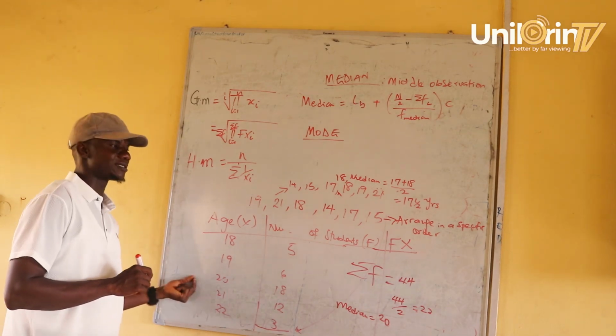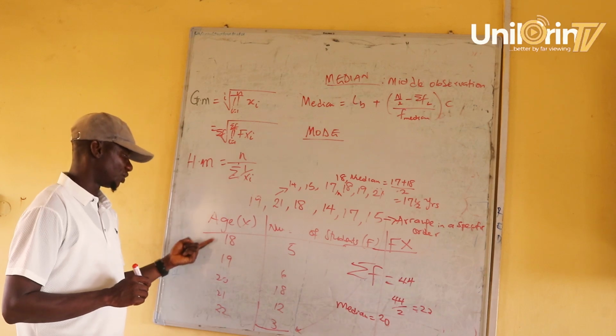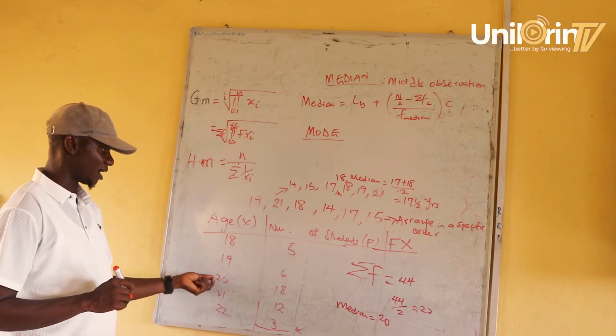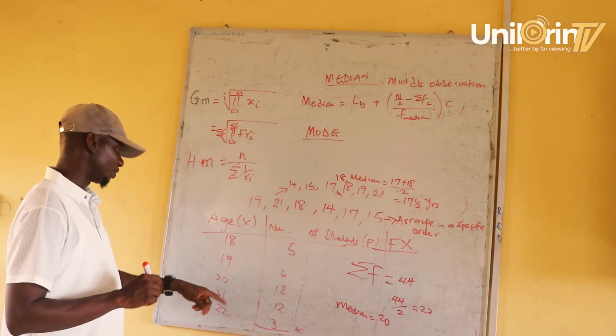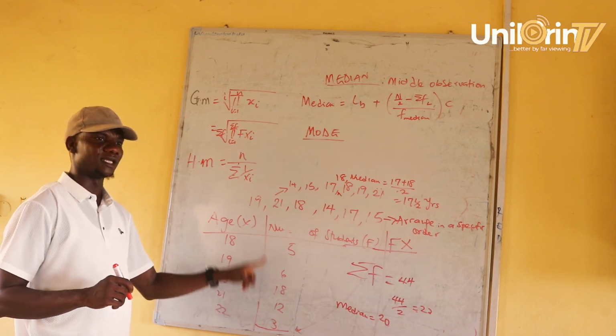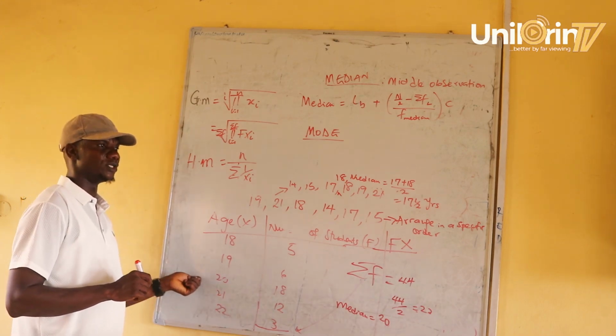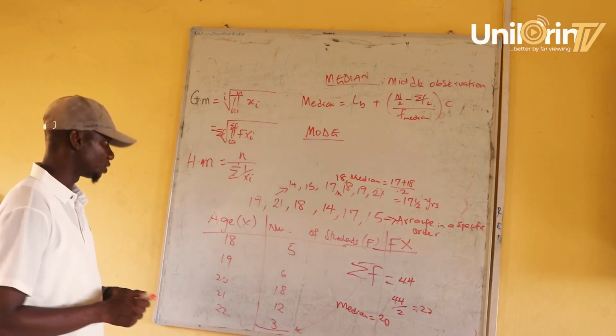But for frequency observation, our mode can easily be gotten as the one that has the highest frequency. Age of student: 18, 19, 20, 21. 21 does not have the highest frequency; 20 has the highest frequency. We say 20 is the mode in this situation.